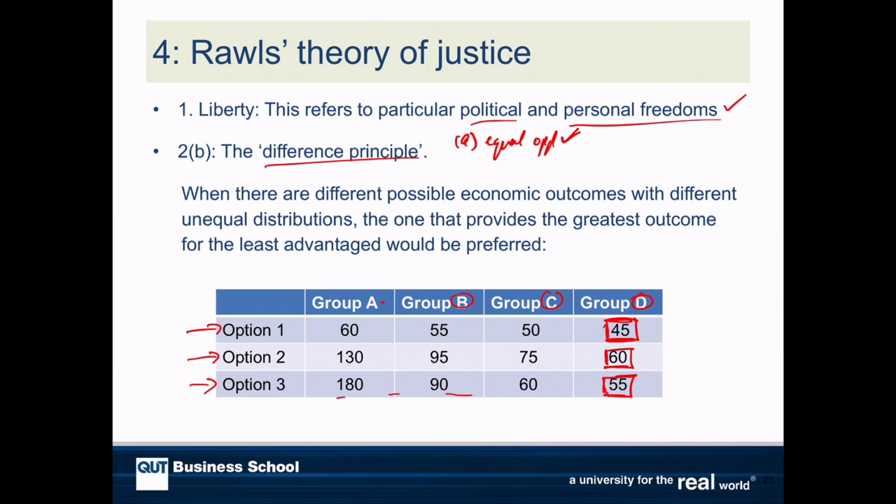Okay, so if I look across these, which number is the maximum from these minimums? This one. 60 is the highest minimum. And so Rawls says, provided we have liberty and provided we have equal opportunity, we will choose option 2, okay, because that makes the worst off group the best off out of all the options.